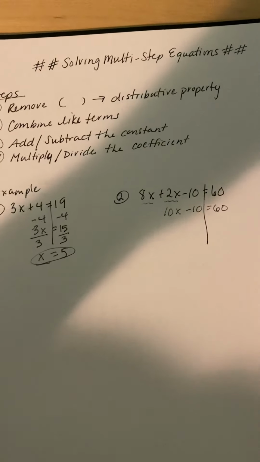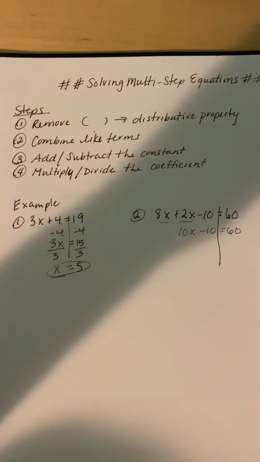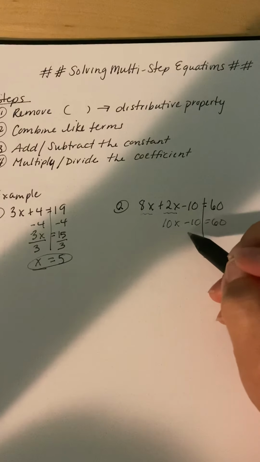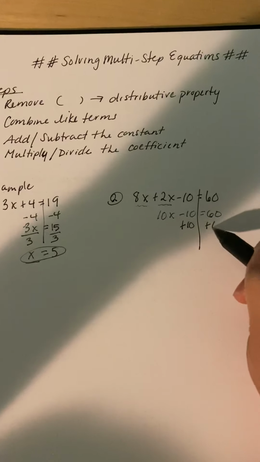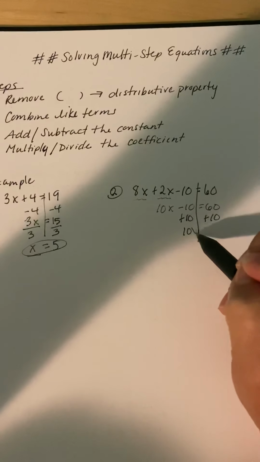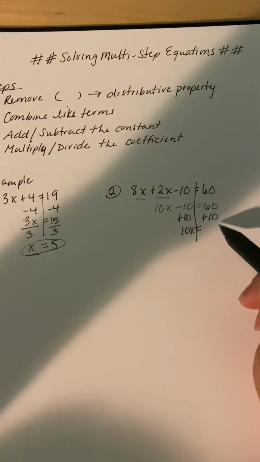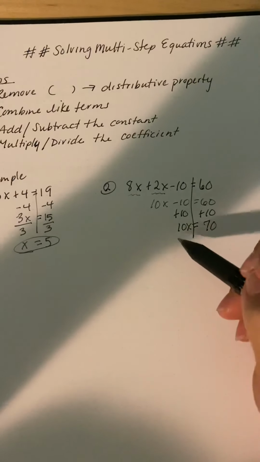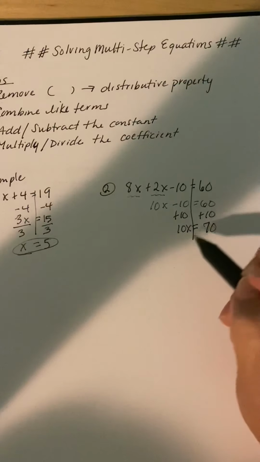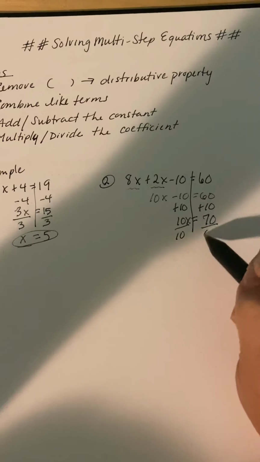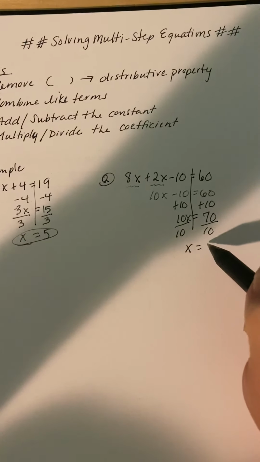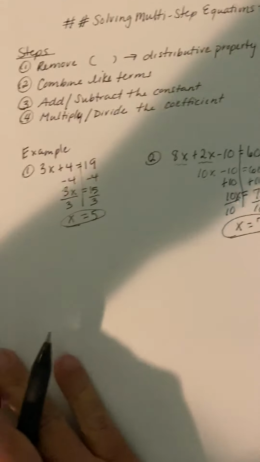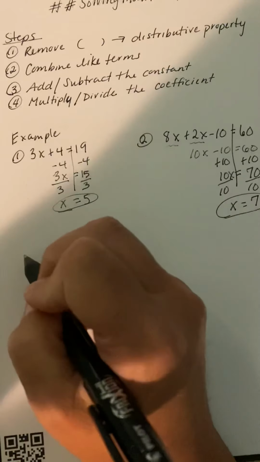So now we want to go to step number 3, which is add or subtract the constant. We want to move this 10 to the other side, so we're going to do the opposite, so plus 10. And 10x equals 60 plus 10 is 70. And we have 10x equals 70, so we're going to divide by 10. So x equals 7. There's our answer. All right, let's go ahead and go to example number 3.